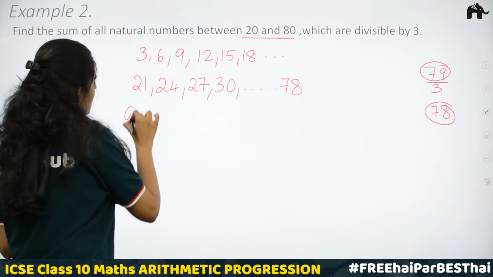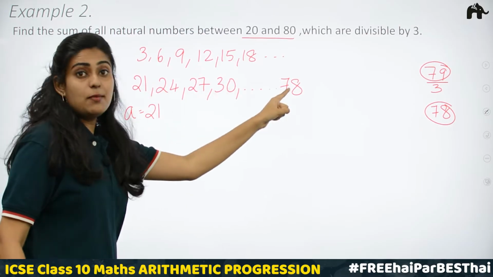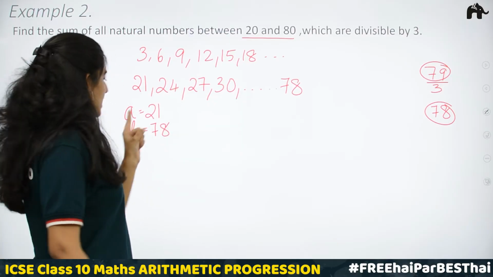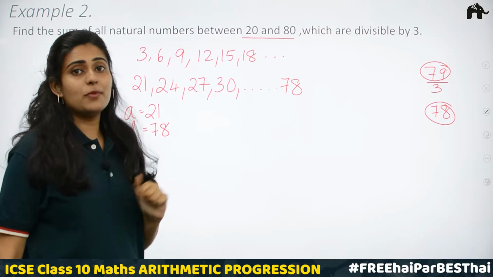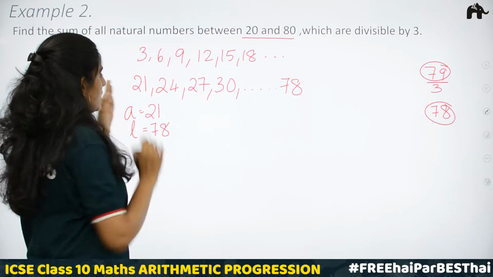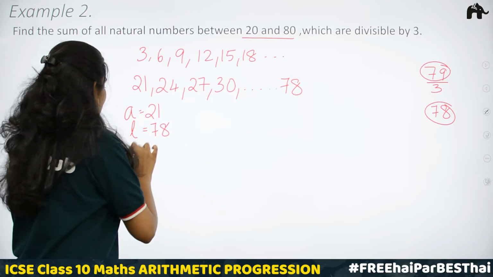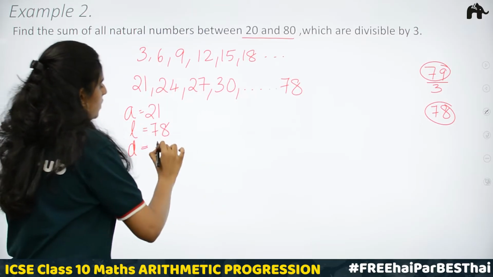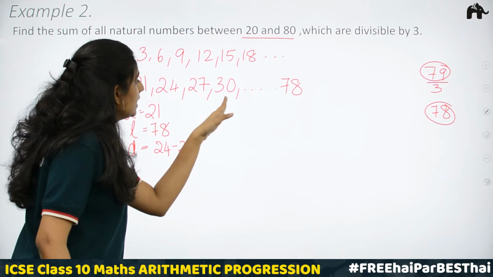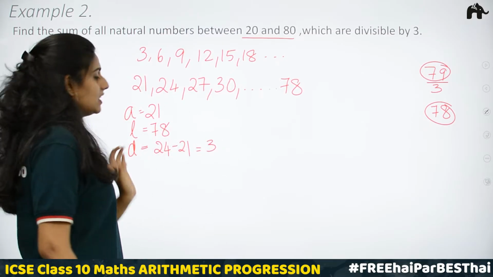We have A is equal to 21 in this case. A is the first term. Last term, L is equal to 78. Okay. L is 78, A is 21. What is the common difference in this case? Here, 21, 24. Second term is 24, first term is 21. Difference between these terms? 3, correct. Difference D is equal to 24 minus 21 or 27 minus 24 or 30 minus 27. Whatever it is, you will be getting 3. We got the common difference 3 in this case.